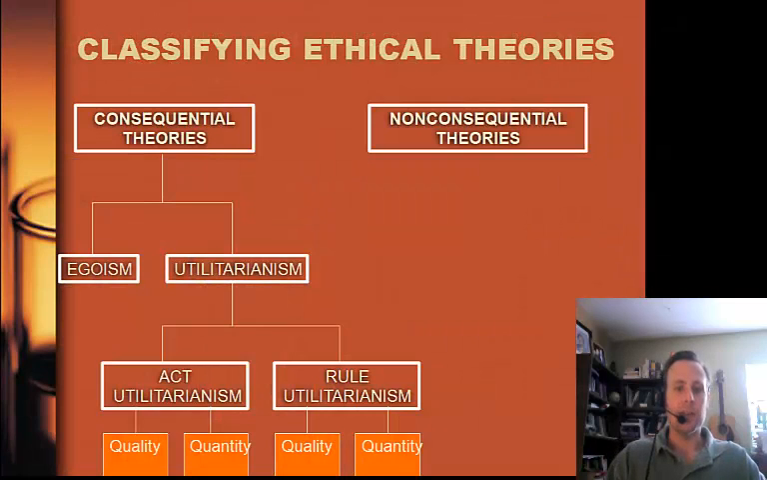Here's a sort of chart about how the consequentialist theories shape up. It turns out that in utilitarian theory, there's a couple of different divisions. There's act utilitarians and rule utilitarians, and then there's utilitarians who focus on quality or quantity, and these aren't exclusive. So you could be a rule utilitarian who focuses on quality, or a rule utilitarian who focuses on quantity, or likewise you could be an act utilitarian focused on quantity or quality.